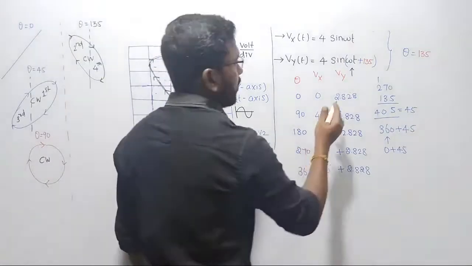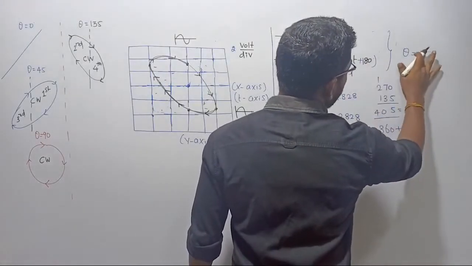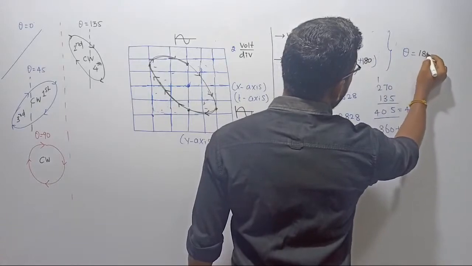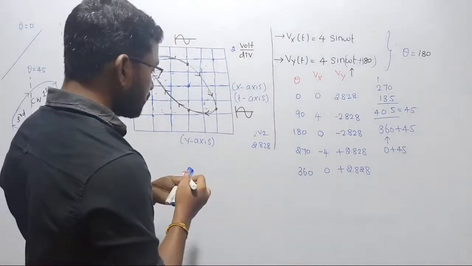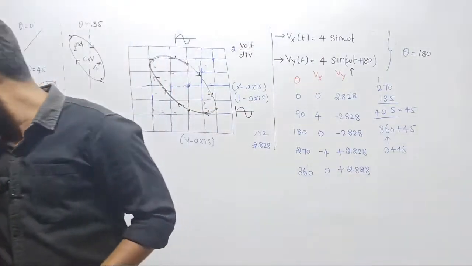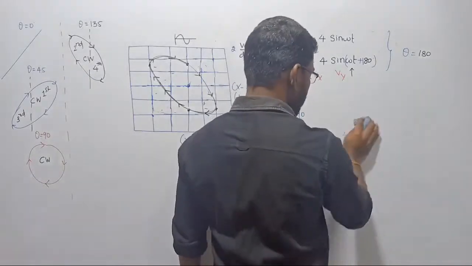Let me increase the value of theta to 180 degree. Our next step is, suppose the value of theta is 180 degree. Let's see what happened. Slowly observe, right? No issues. Now let us see what happened. Again, let us consider all the values.